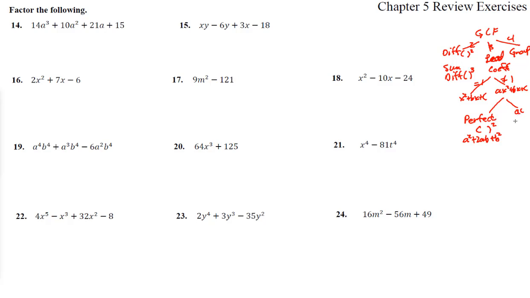Or we do AC, which means you take A times C, the first coefficient times the last one, then you split B, and now you have 4 terms, so you will slide right up there and go back to grouping. So that's our general strategy for getting these done. As we go through these, we'll use each one of those.